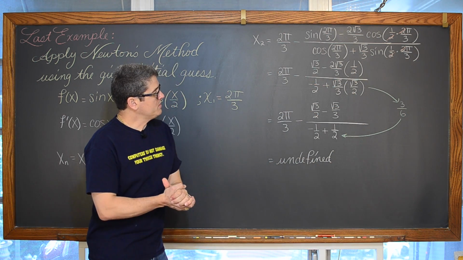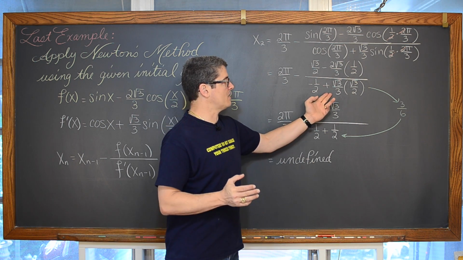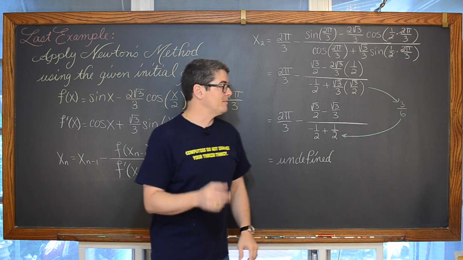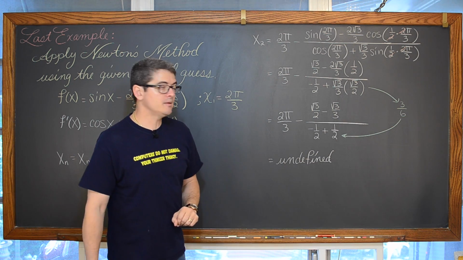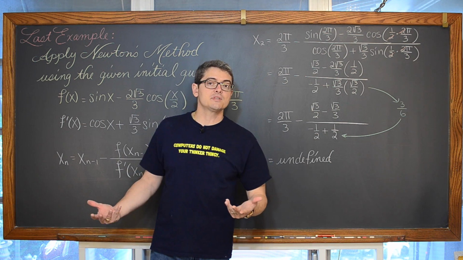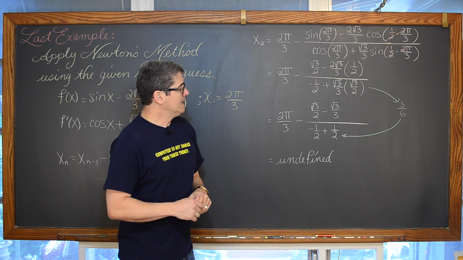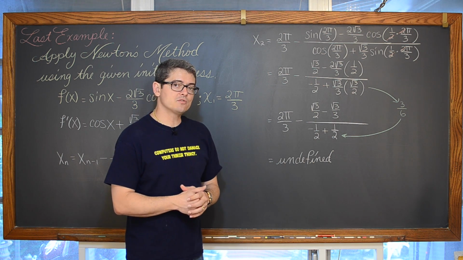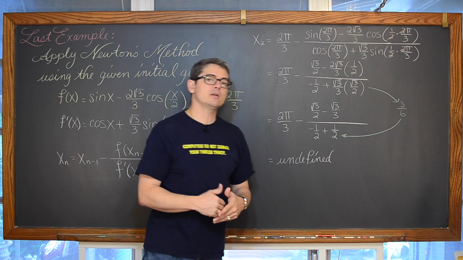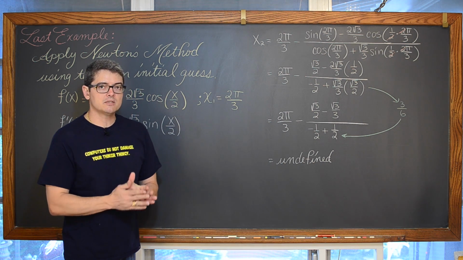Great. Well, when you work out Newton's method, since our derivative is in the denominator, our derivative, f prime of 2 pi over 3, ends up coming out to be negative 1/2 plus 1/2, which is equal to 0, and you can't divide by 0. So this is just one example where Newton's method is going to fail to give us the next iteration, and thus we have to stop the process of trying to estimate the zero.